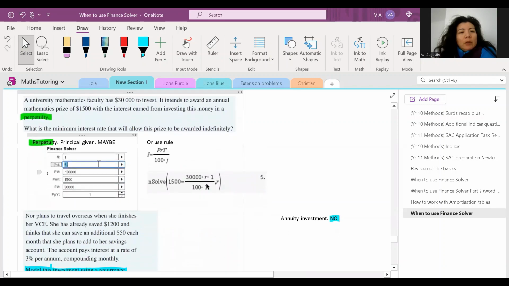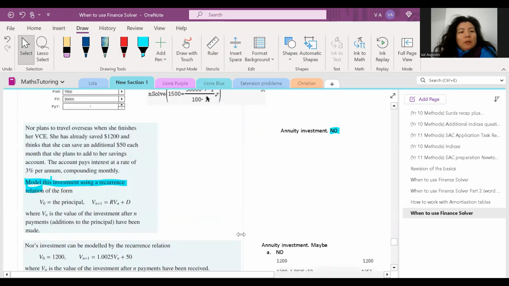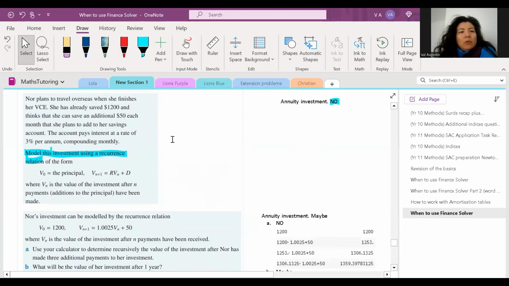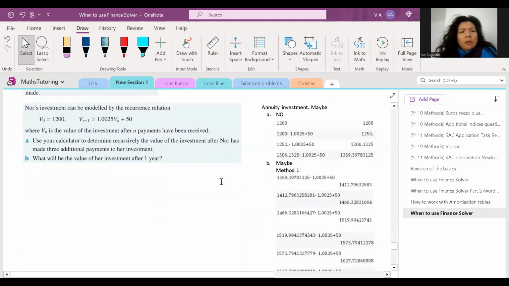This one again is a perpetuity, but this time they tell you the principal, so you can use Finance Solver or you can use the rule. This one, I wouldn't use Finance Solver because it asks you to model this investment using a recurrence relation. So that limits your methods.